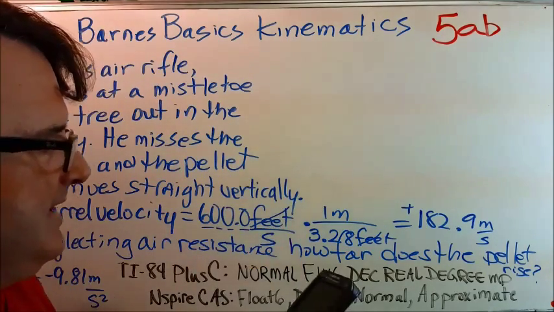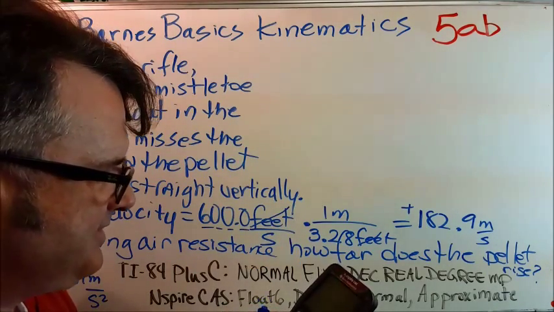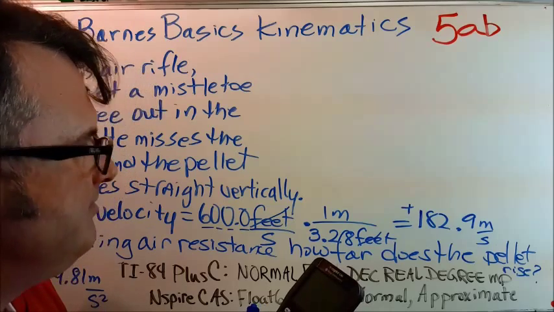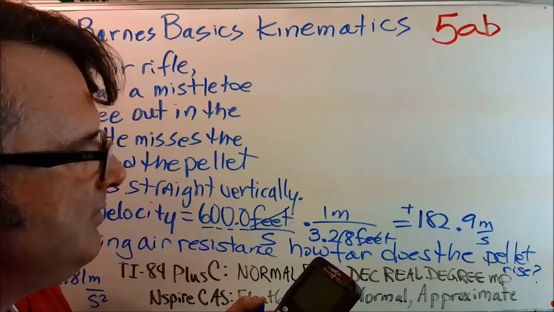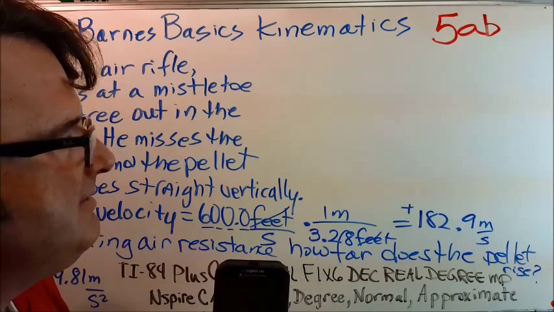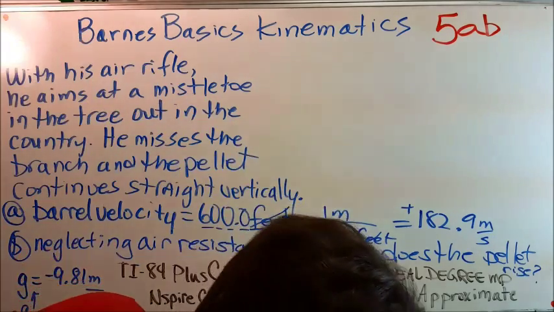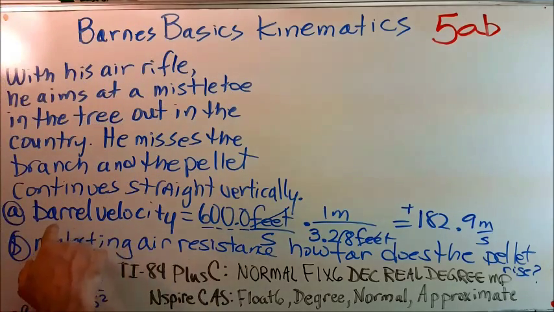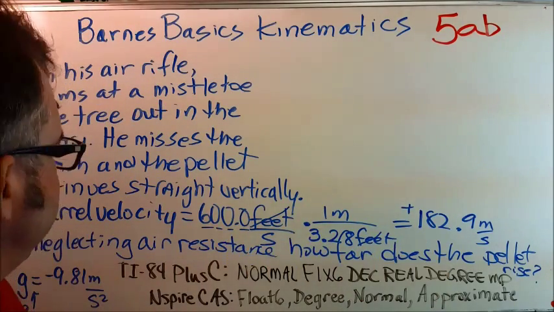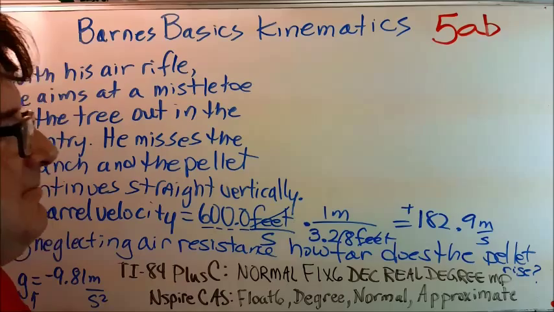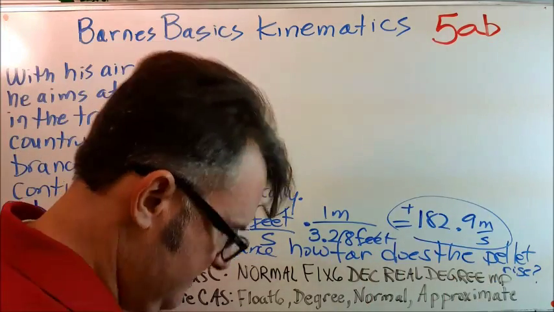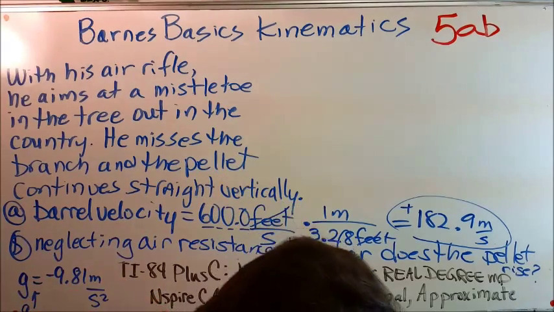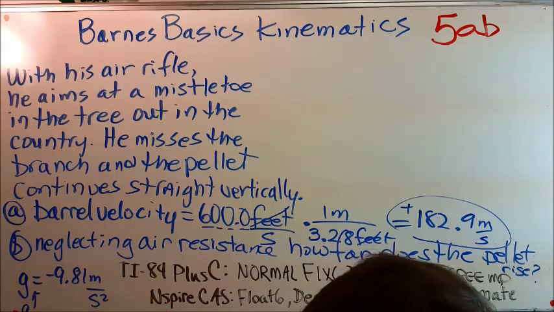Let's do this problem in the TI-Nspire. 600.0 divided by 3.28. Enter, and I get 182.927. That's perfect. So for the first question, I went from feet to meters per second. I didn't write that out because I'm running short on space, but I'll go ahead and circle that since that is actually my first question.